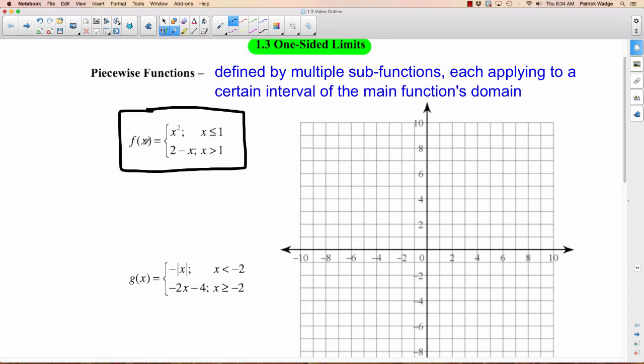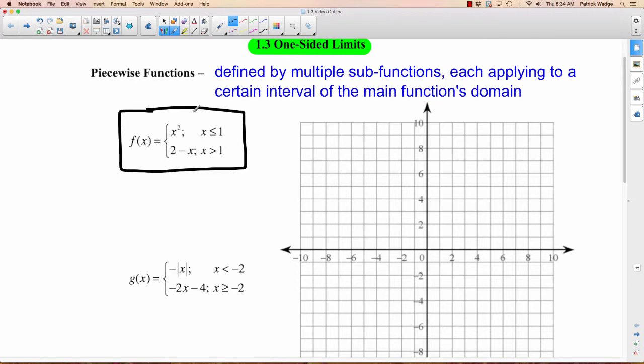So we have one function that's called f of x, but then f of x has two subfunctions. It has x squared and also 2 minus x. And whether you use the x squared or the 2 minus x depends on which part of the domain you're using. If you're using any x value that's less than or equal to 1, you plug it into x squared. If you use any value that's more than 1, you plug it into 2 minus x.